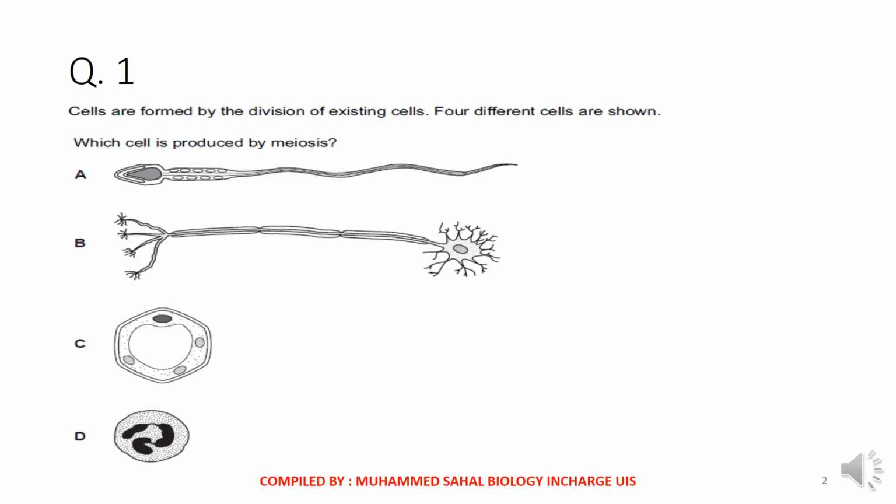Question number 1. Cells are formed by the division of existing cells. 4 different cells are shown. Which cell is produced by meiosis? Answer is A.